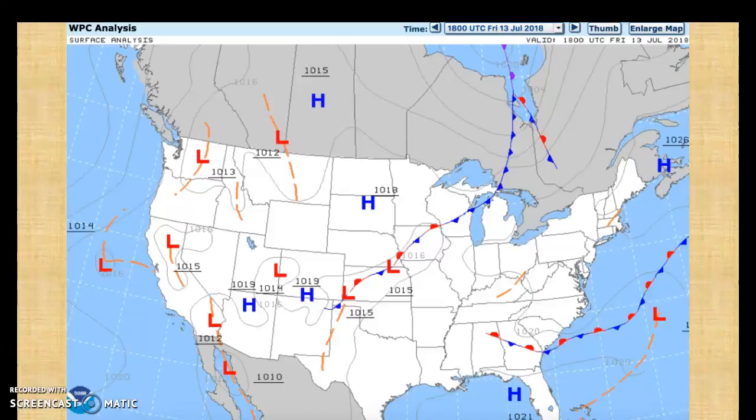There is a high pressure system along the Gulf Coast as well as to the northeast of Maine, and there is a stationary front running through Alabama and Georgia into the Atlantic Ocean.